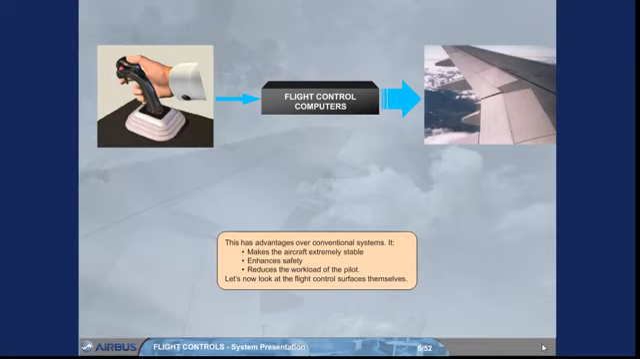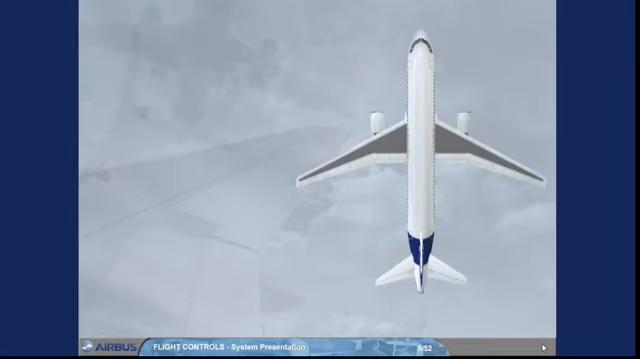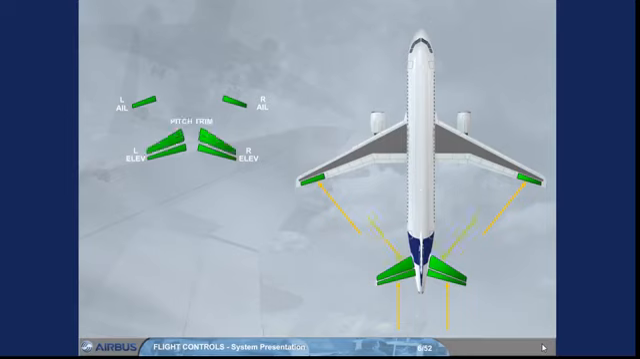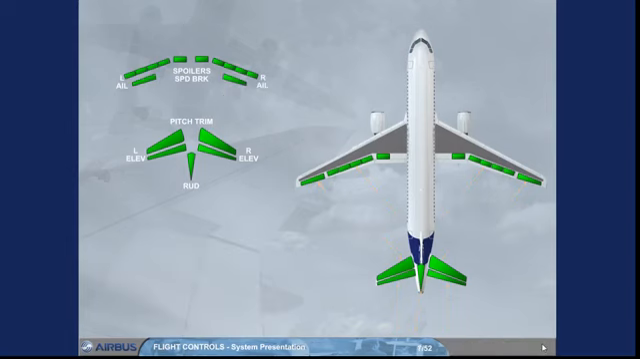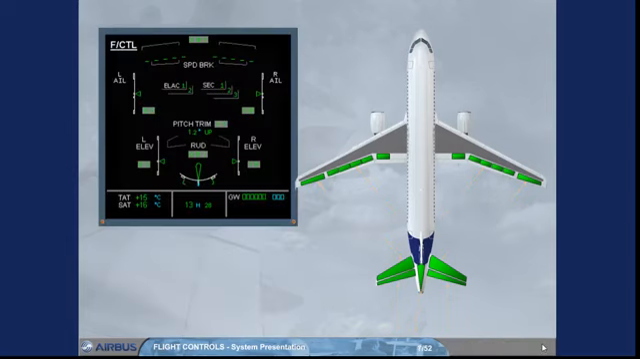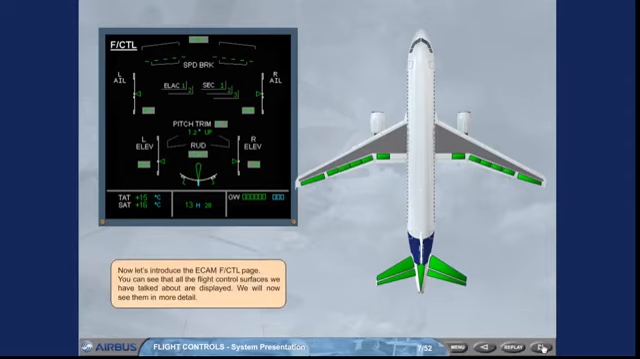Let's now look at the flight control surfaces themselves. The flight control system includes ailerons, elevators, a trimmable horizontal stabilizer, THS, for pitch trim, a rudder, and spoilers for speed brake or ground spoiler function. Now let's introduce the ECAM flight control page. You can see that all the flight control surfaces we have talked about are displayed. We will now see them in more detail.